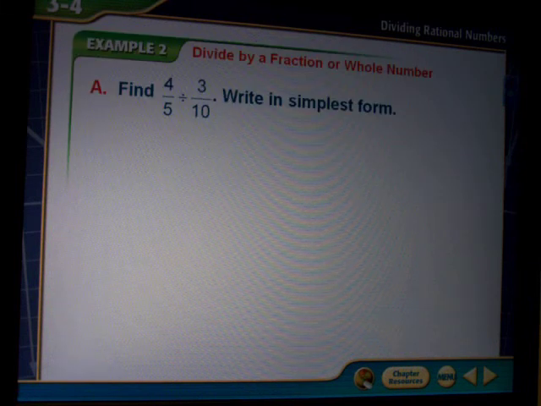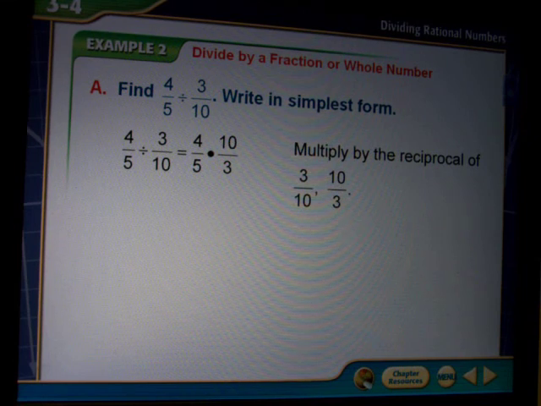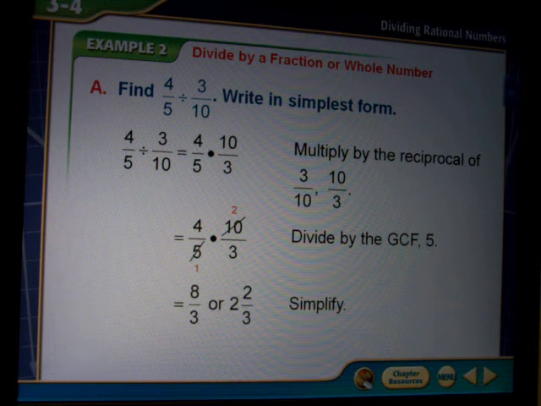So now we have 4/5 divided by 3/10, and we're going to write in simplest form. Well, the first thing we're going to do is take that 4/5 and multiply it by 10/3. If we want, we can cancel out some numbers so that we can simplify on the front end. And so we are left with 8/3, or 2 2/3.